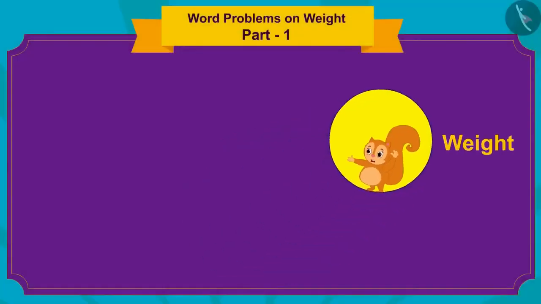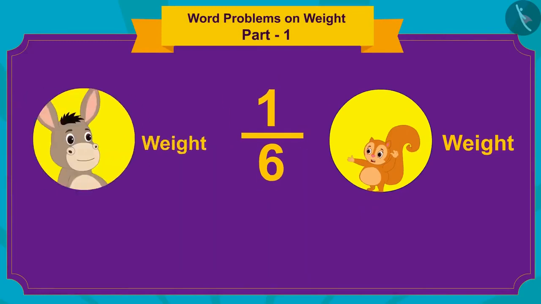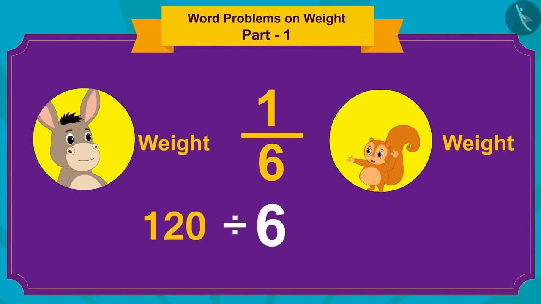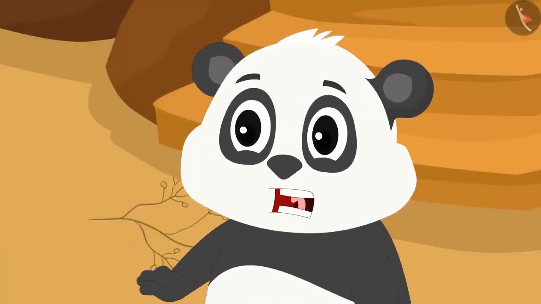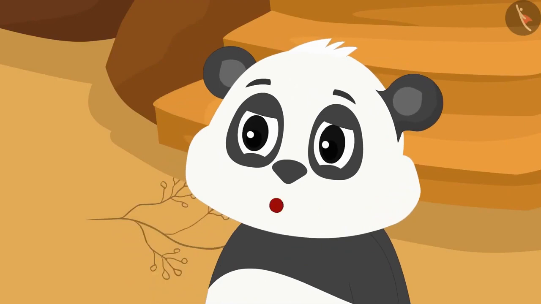Chanda's weight is 1/6 of Bhola's weight. This means that to find the weight of Chanda, we have to divide Bhola's weight by 6. In this way, the weight of Chanda is 120 divided by 6. That is 20 kilograms. The three of us have gained so much weight.